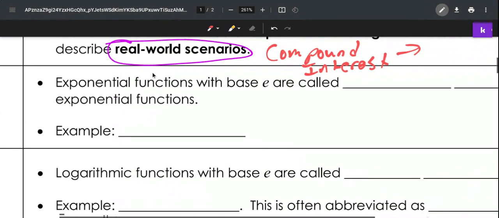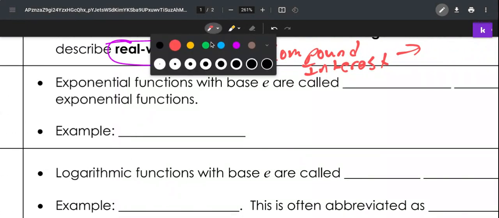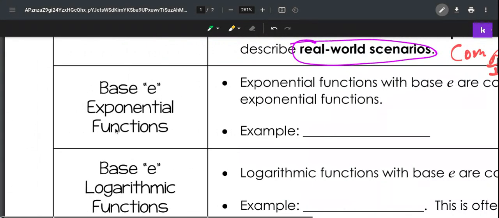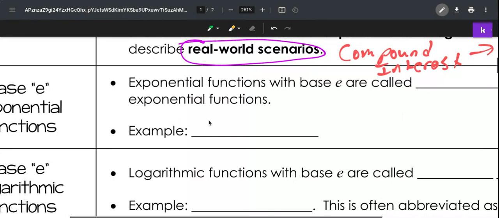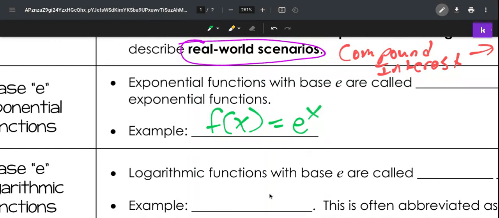All right, so now when we look at e, when it's the base of an exponential function or logarithmic function, there's a few things we can write down about that. So let's start with when e is the base of an exponent. First, let's just write down what that looks like. An example would be f of x equals e to the x. So e is now the base of that exponent x.